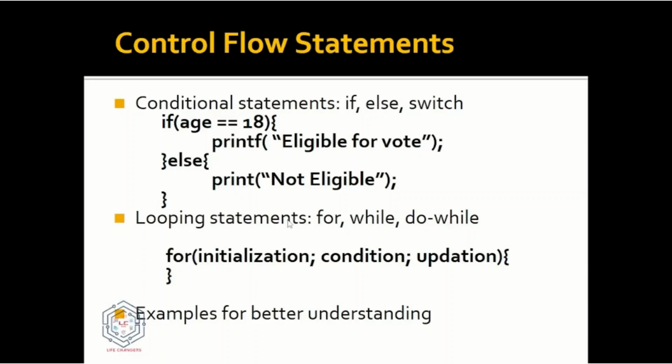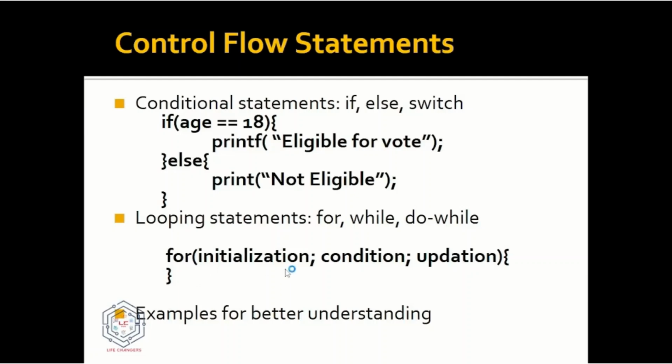Okay, let's start with looping statements. Loop statements are for, while and do while. They execute the code repeatedly. That's why looping statements are used in code. Let us see the syntax for for. For is also a looping statement.